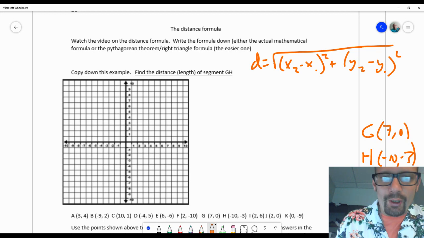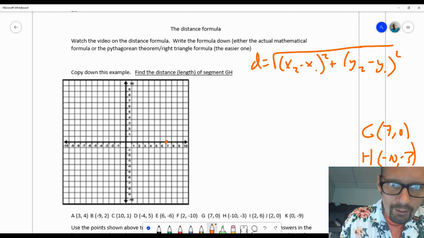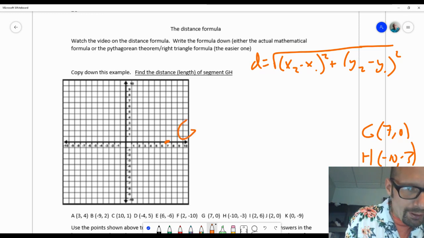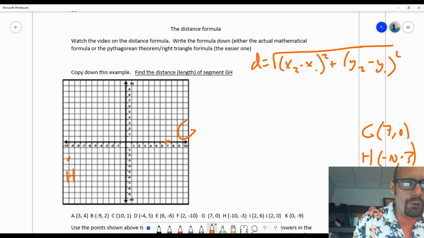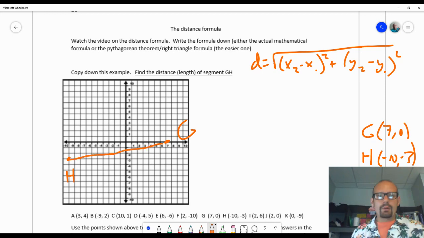I'm going to draw this up and do this a little bit differently. So G is at 7, 0 right there. There's G. H is at -10, -3, so it's down here. All right, so there's our line segment.